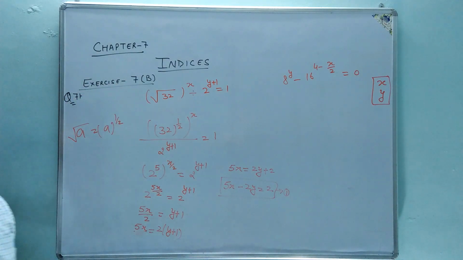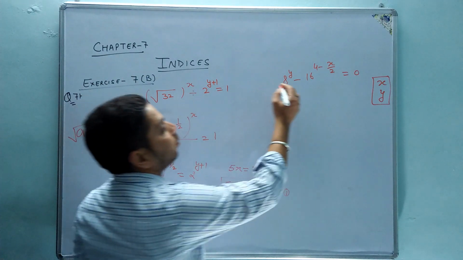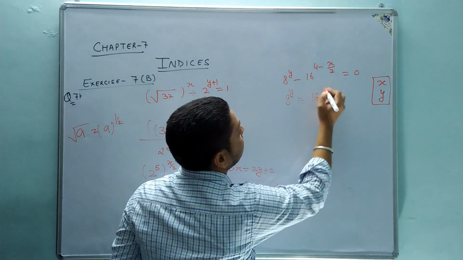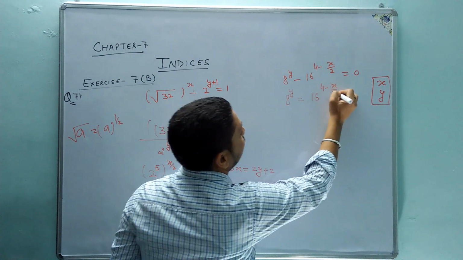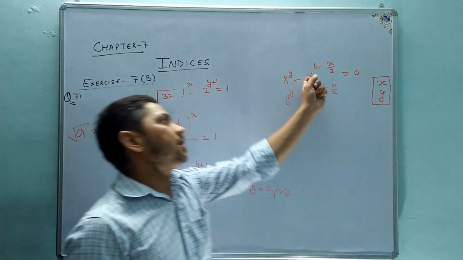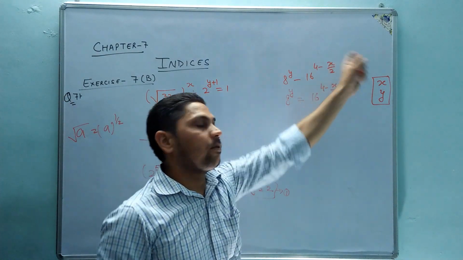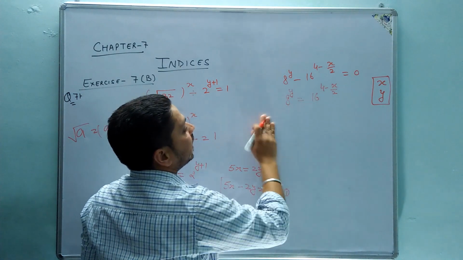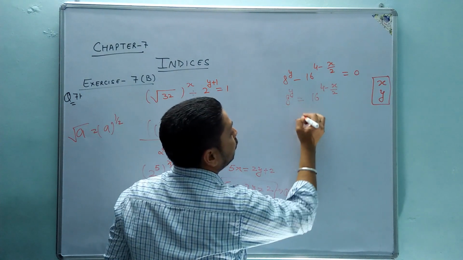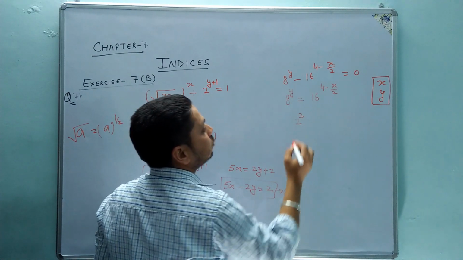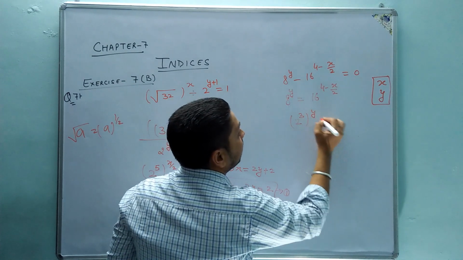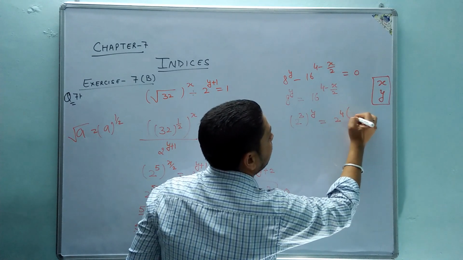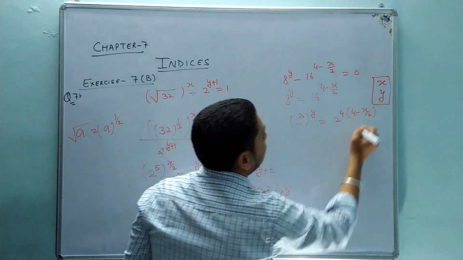Now start with condition number 2. What is condition number 2? 8 raised to power y is equal to 16 raised to power (4 minus x) over 2. Take 16 raised to power (4 minus x) over 2 on the other side. So the two terms are equal but the bases are not the same. We can make the base the same as 2. 8 can be written as 2 raised to power 3, so 2 raised to power 3y is equal to 16 written as 2 raised to power 4, raised to (4 minus x) over 2.